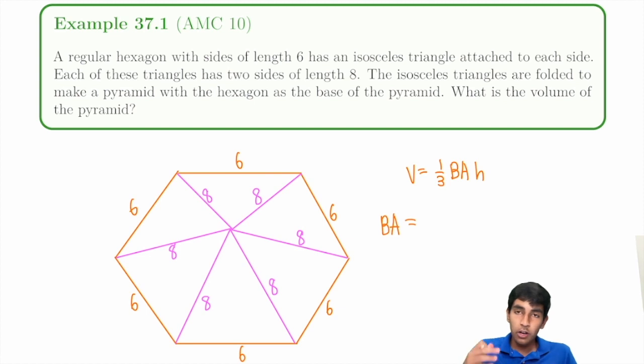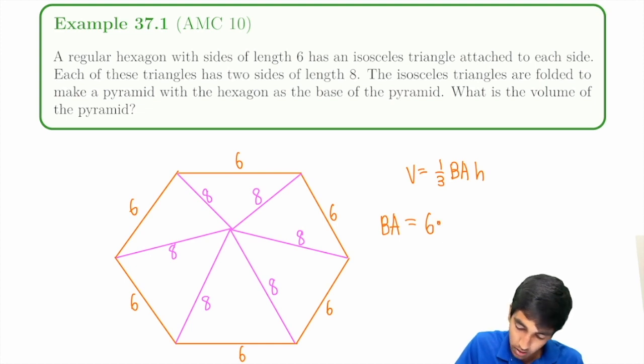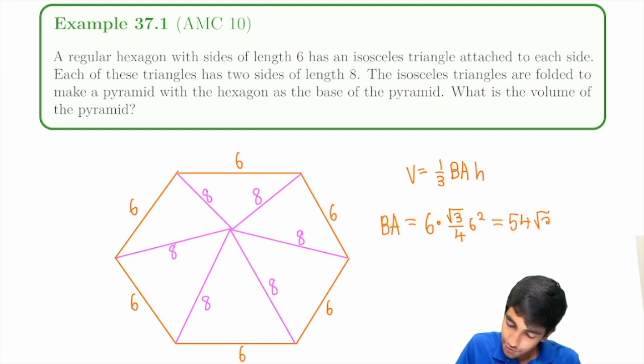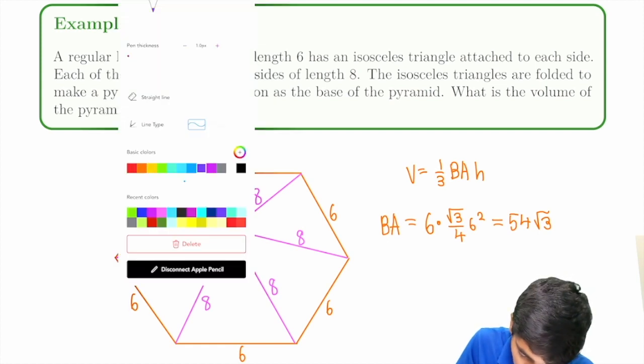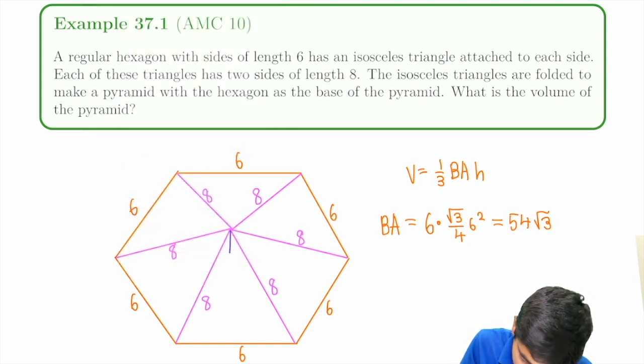Well, we know from the polygons video that the area of a regular hexagon, we can divide into 6 equilateral triangles. 6 times root 3 over 4, side squared, which is 54 root 3. So we found the base area. Now, all we have to do is find the height. And the key thing about this problem, let's first of all draw what the height is. What is the height going to look like? The height's going to look something like this, where this is h.